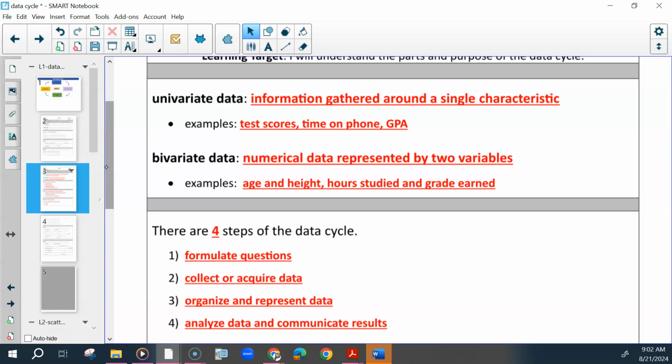But we're going to be talking about different types of data. So we have univariate data. That's what we did on Monday. It was one set of data, like just your age, just the number of siblings, just the number of people that live in your house.